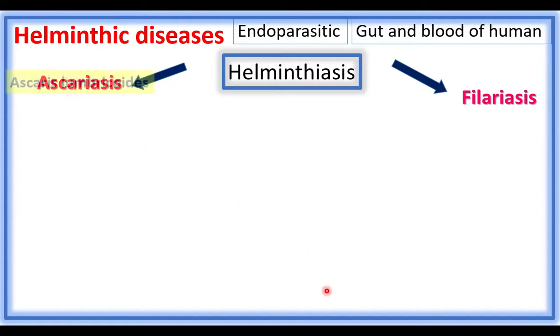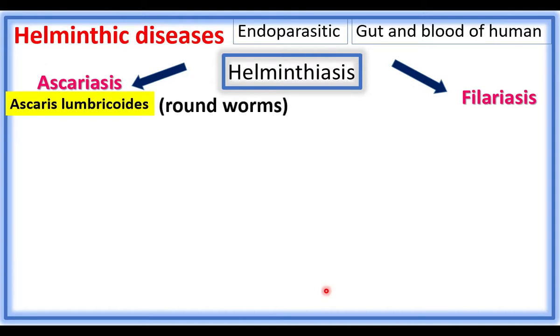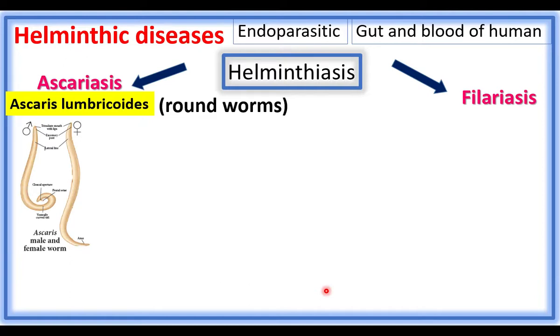Ascariasis is caused by Ascaris lumbricoides. It is also called roundworm. It has separate males and females. It is a monogenic parasite. This parasite has a single host. The human being is the host of Ascaris lumbricoides. Spreading takes place through contaminated food and water.